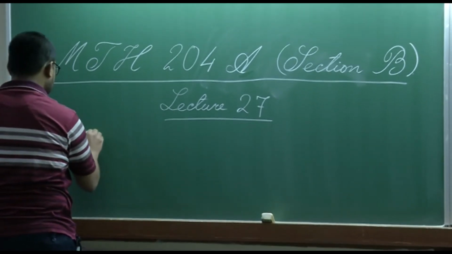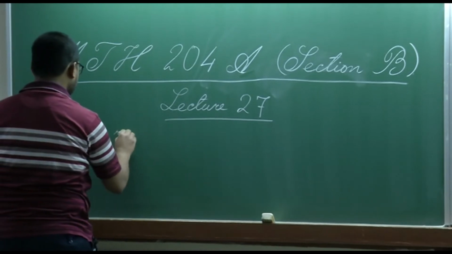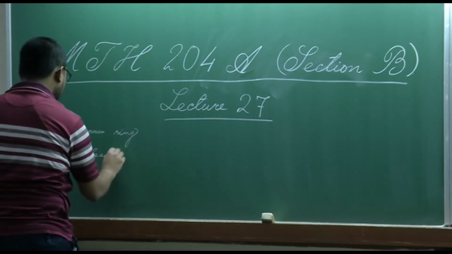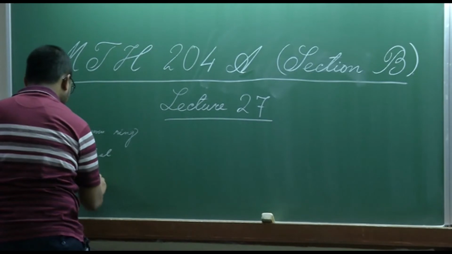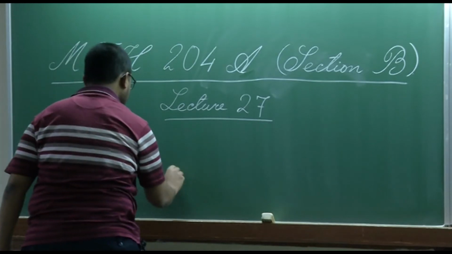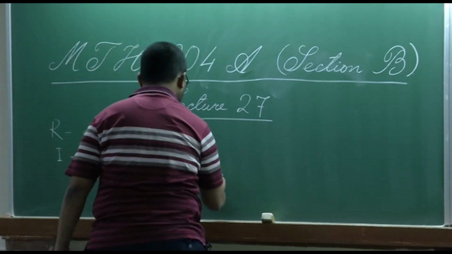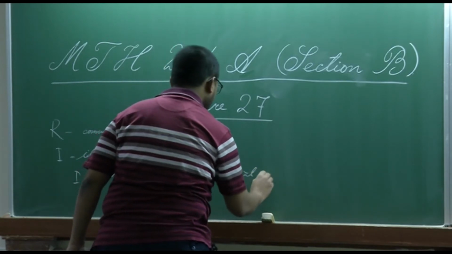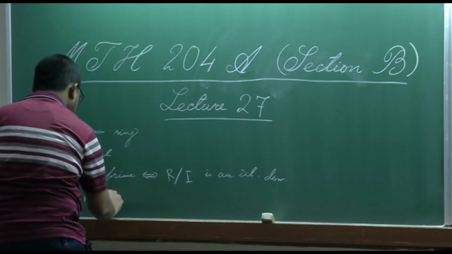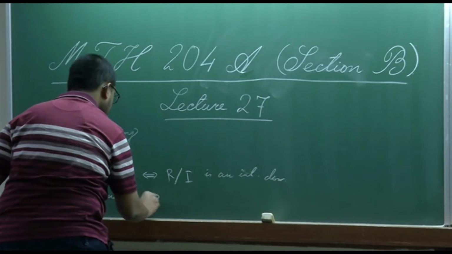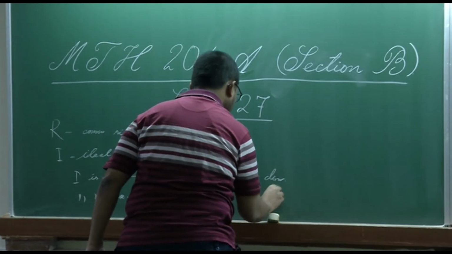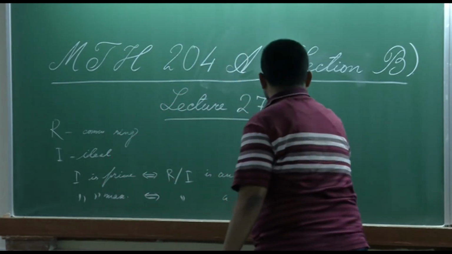Suppose R is, let us assume, a commutative ring, and I an ideal. So, I is prime if and only if R modulo I is an integral domain; I is maximal if and only if R modulo I is a field. Okay. So, what are the examples?